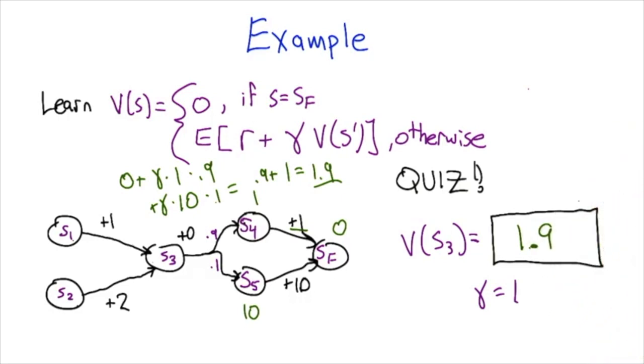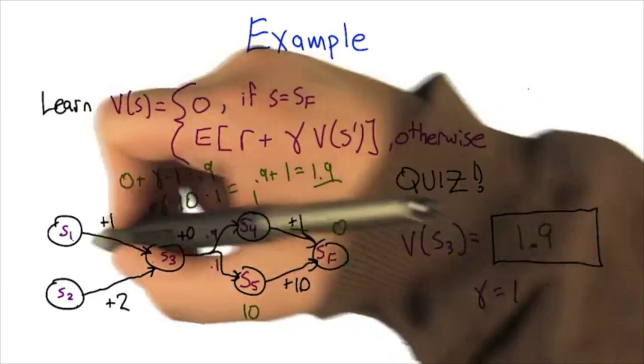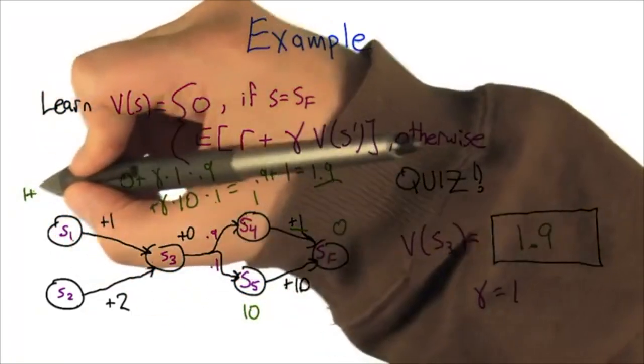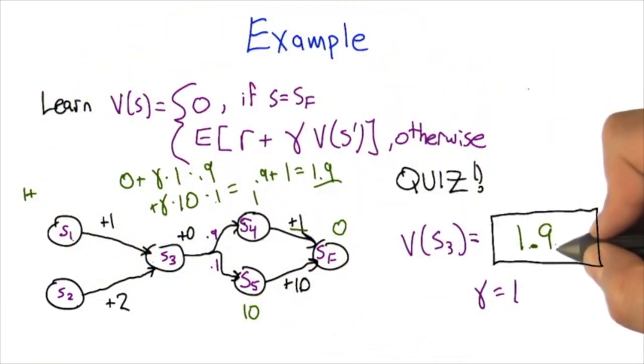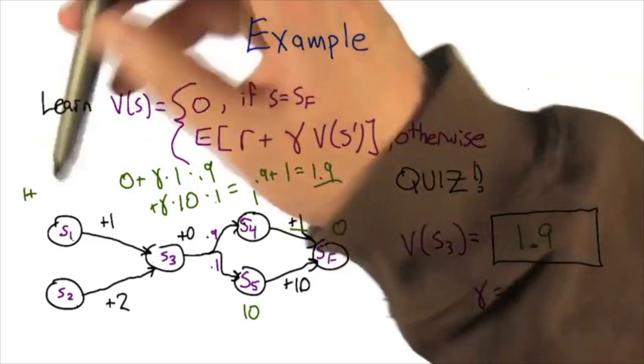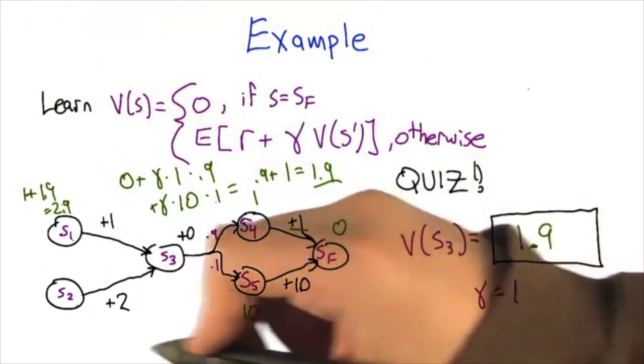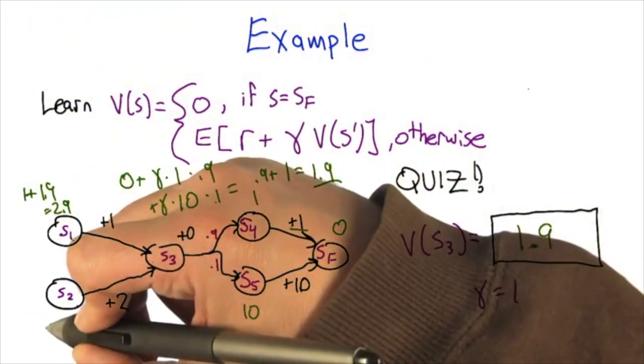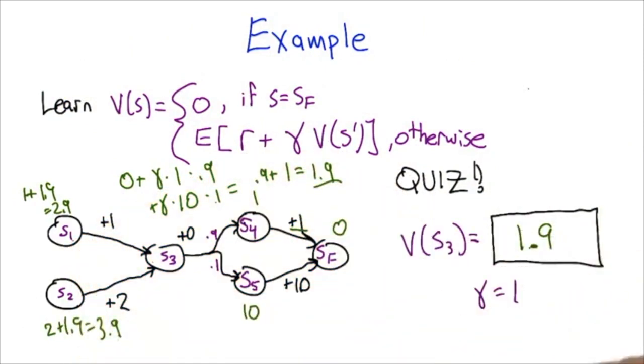Nice. Very good. So I think actually you might as well go ahead and talk about what S1 and S2 would be then, because why not? Okay. All right, so let's see. The value of S1 would be 1 plus gamma times the value of S3, which is 1.9. And so that would be 2.9. And S2 would be 2 plus 1.9, which is 3.9.